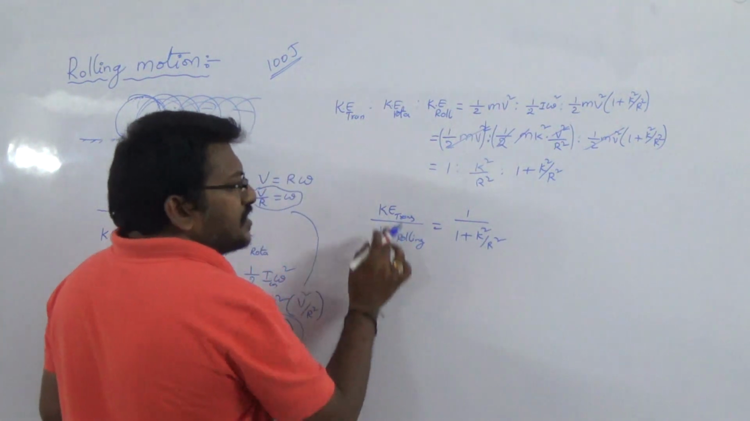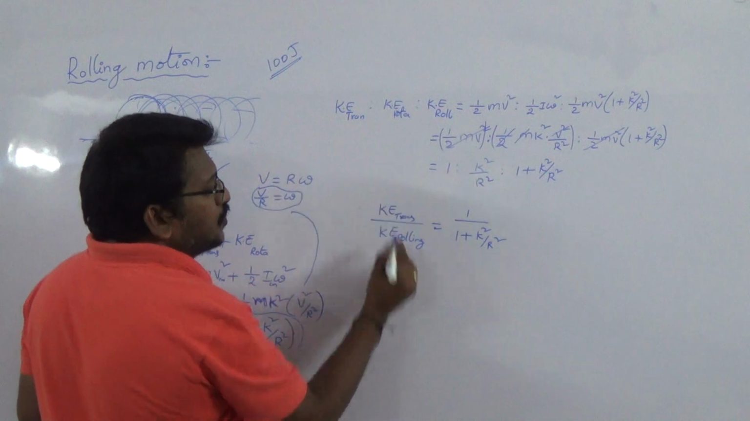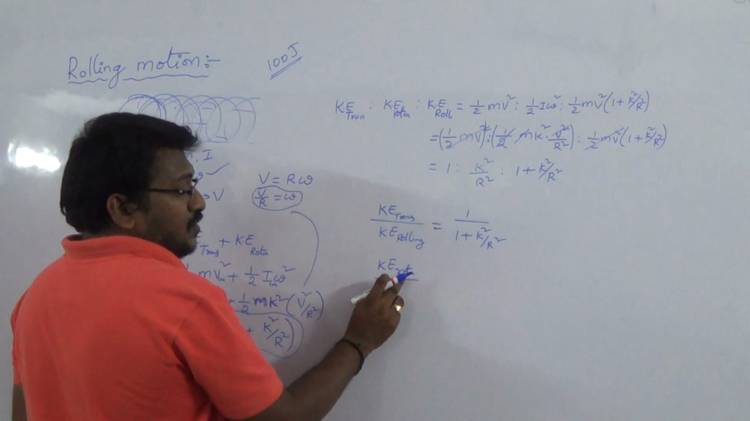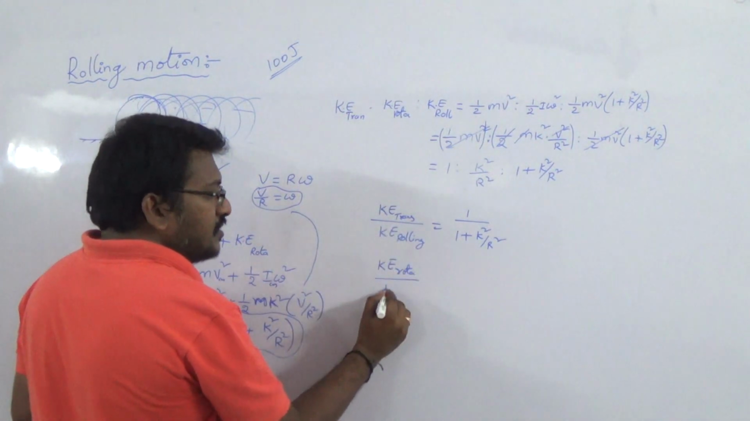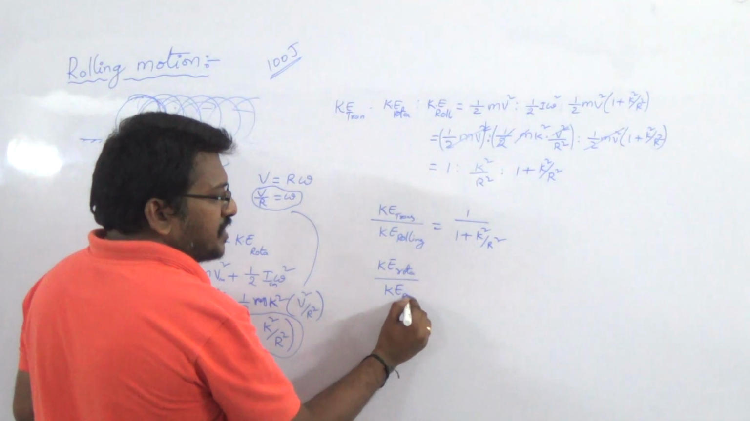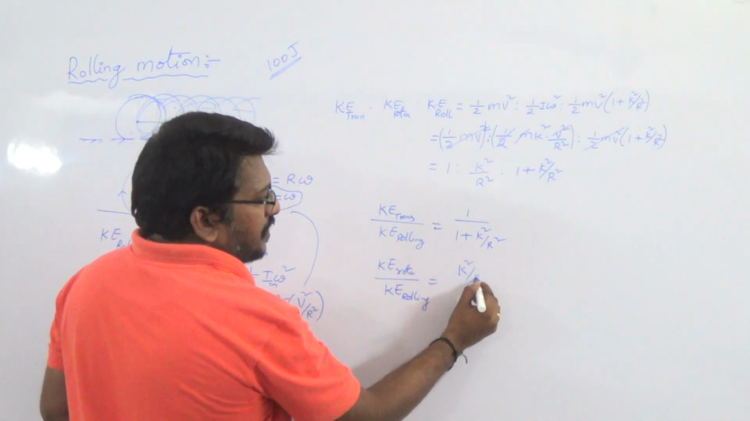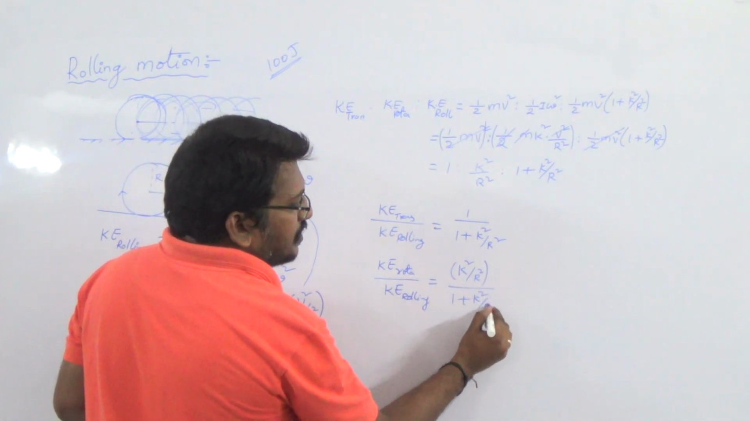r square. The same way, the fraction of kinetic energy due to rotatory motion, the fraction of rotational kinetic energy in total energy, in case of the rolling body, we can write as k square by r square by 1 plus k square by r square.